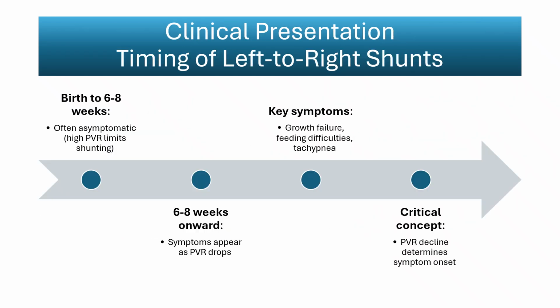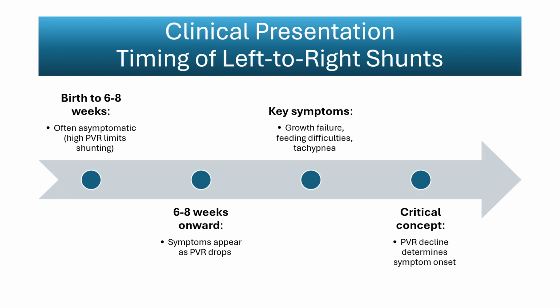In the early neonatal period, large left-to-right shunts may appear deceptively silent. During the first weeks after birth, pulmonary vascular resistance remains high, which restricts the amount of blood crossing from systemic to pulmonary circulation. Infants often remain asymptomatic through this period, even when defects are anatomically large. By 6 to 8 weeks of age, pulmonary vascular resistance has typically declined, and shunt flow increases substantially. This is the turning point when clinical manifestations emerge.